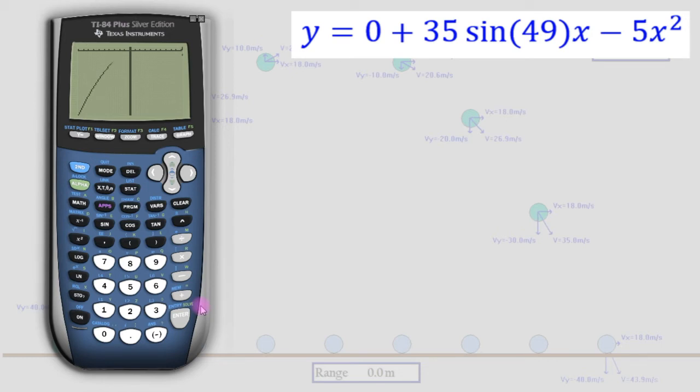Now, look what it did. It gave us a whole lot of negative stuff. I mean, we got all this negative information and only a tiny sliver of that positive part. Well, we're going to hit another zoom. And this zoom is going to be zoom box.